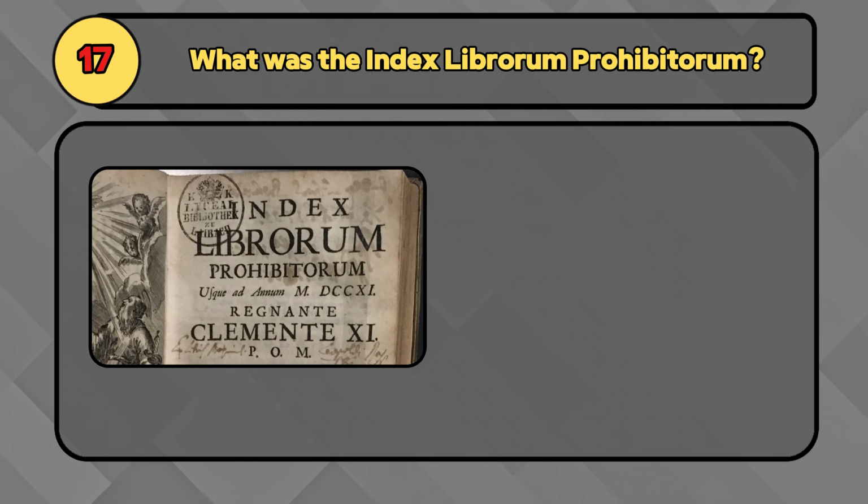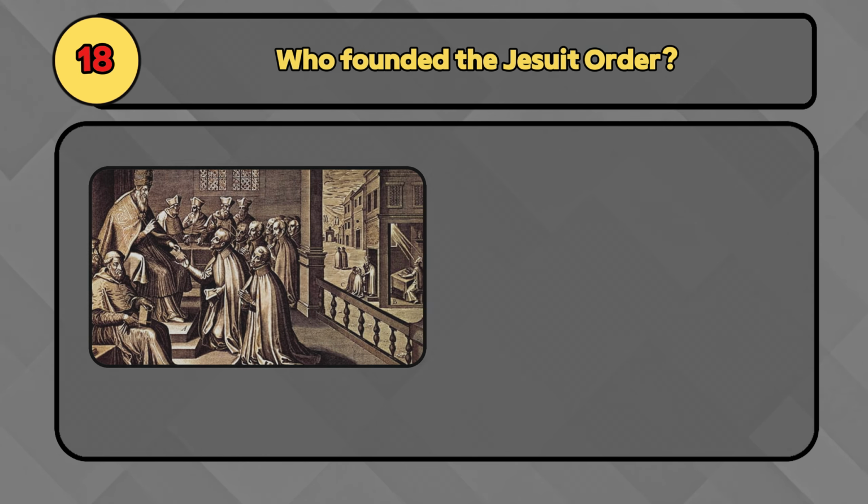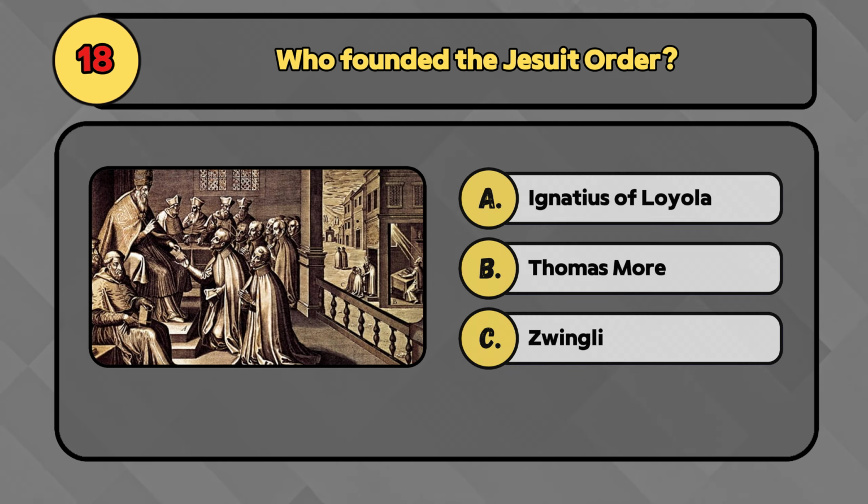What was the Index Librorum Prohibitorum? It was a list of books forbidden by the Catholic Church. Who founded the Jesuit Order? Ignatius of Loyola founded the Jesuits to strengthen Catholic education and faith.